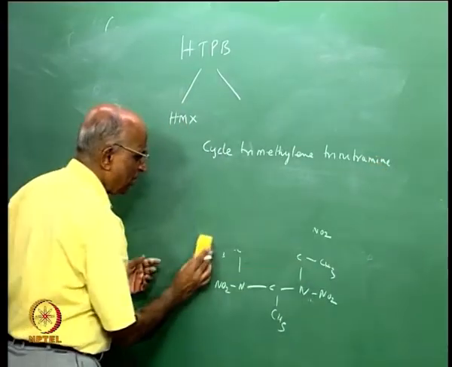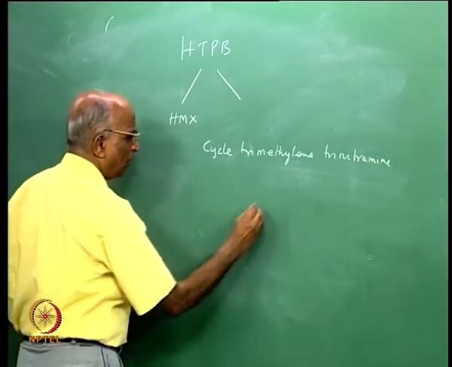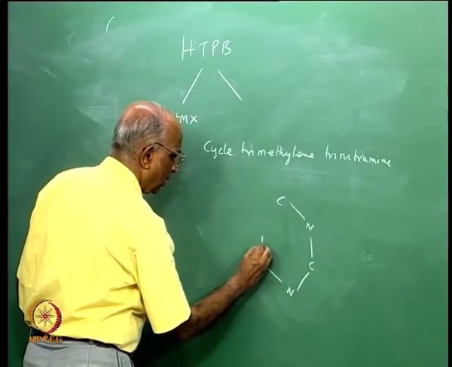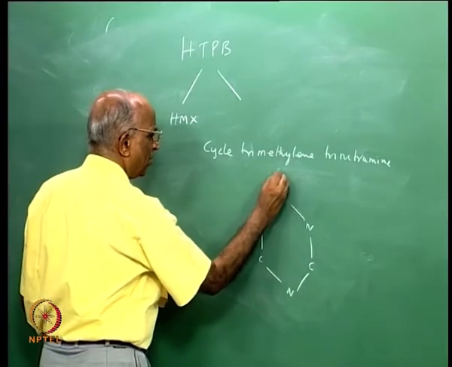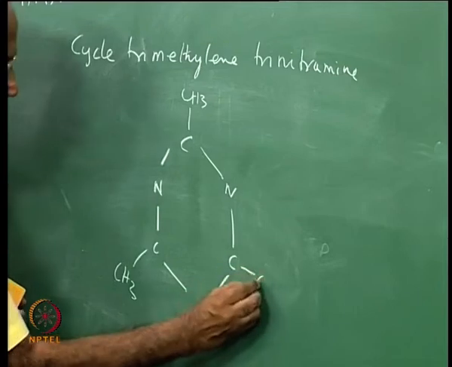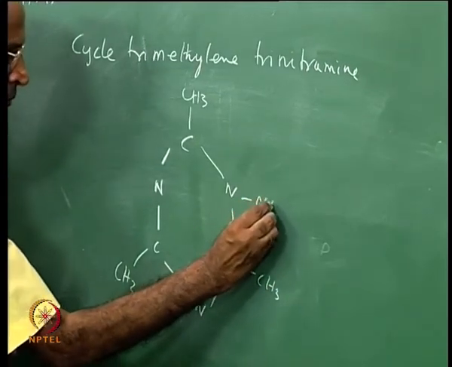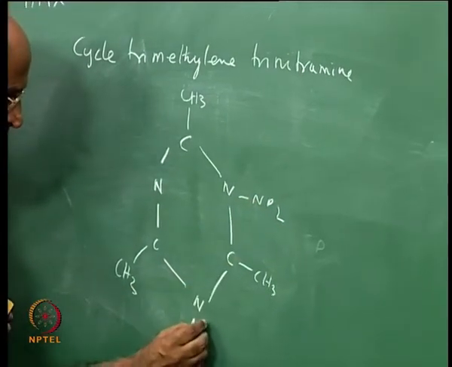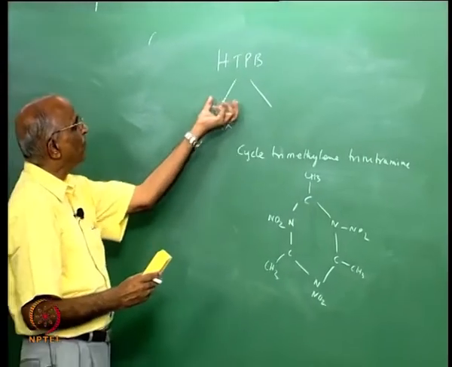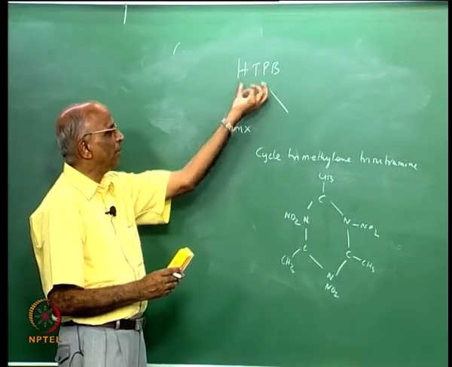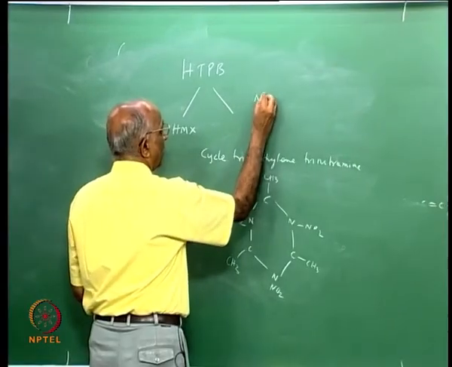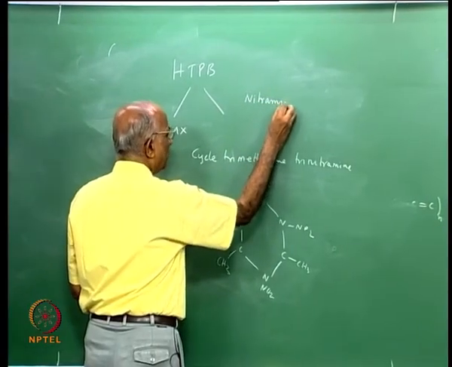And what is the difference in structure? It is tri now, therefore you have C, N, C, N, C, N going to C, you have CH3, 3 of them, N NO2. Therefore you put an explosive into the HTPB binder, and what you get is something which we call a nitramine propellant. What is the advantage?